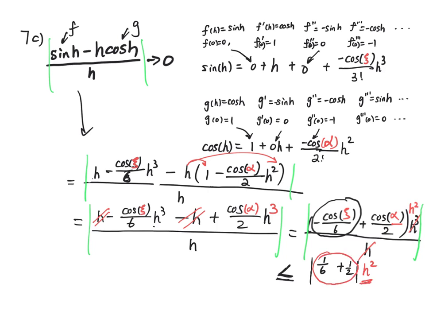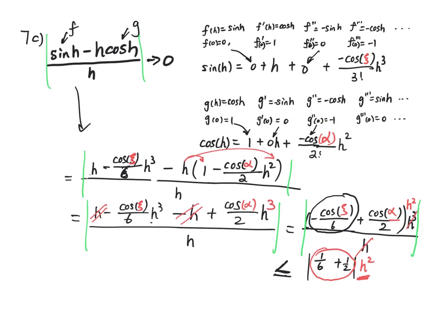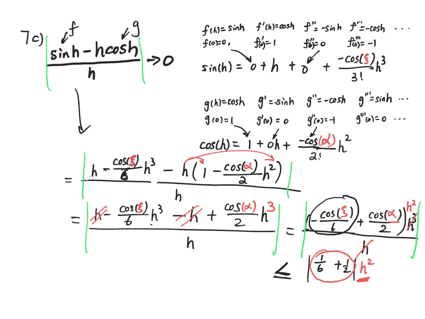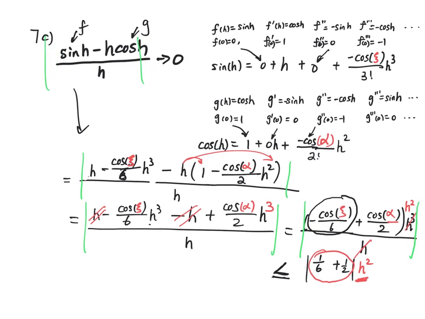So the key thing is, I do know that this sequence now is converging to 0 at this rate, h squared. So now I can actually write my answer. So I'm gonna say, hey, now I can say this guy is converging to 0 in the order of h squared. So this is it.